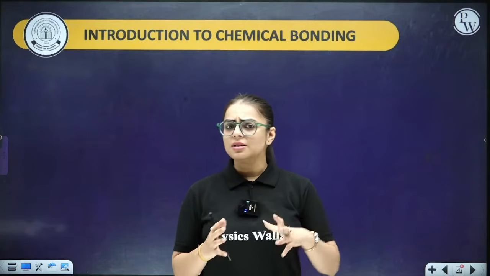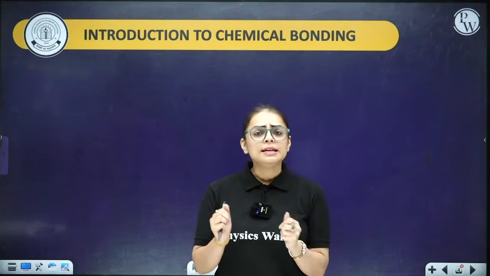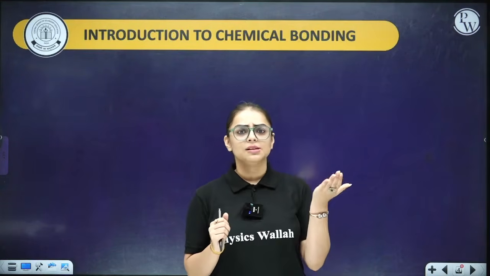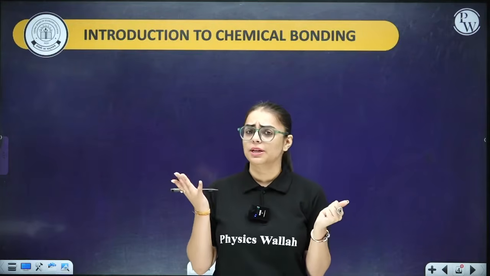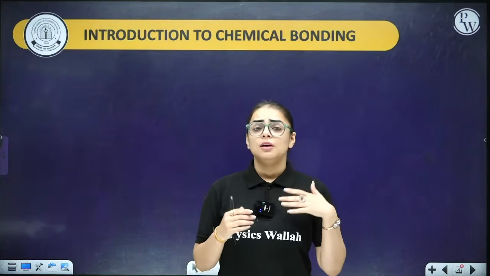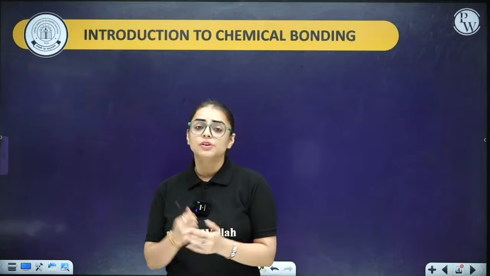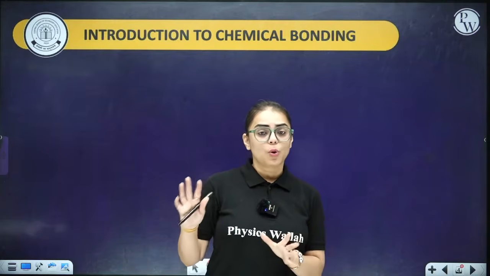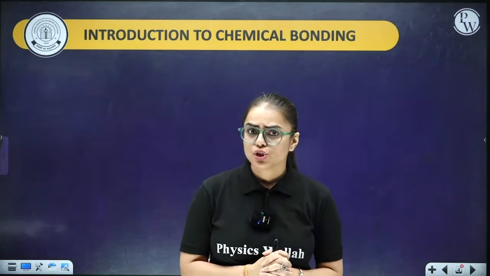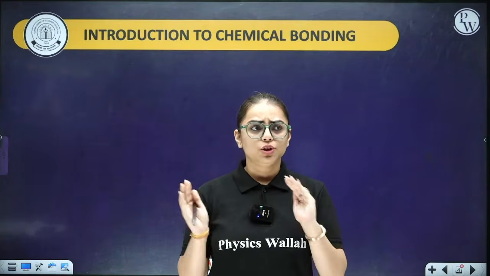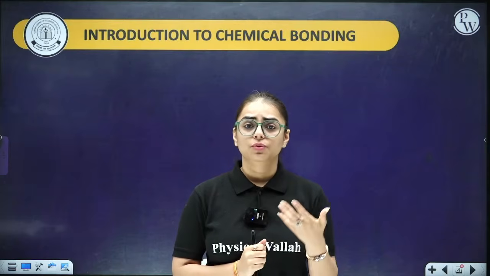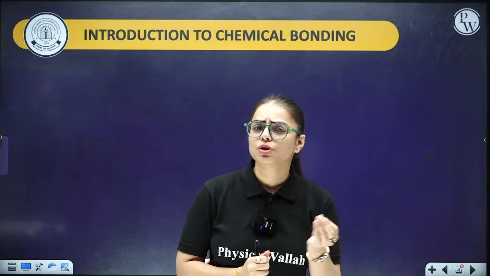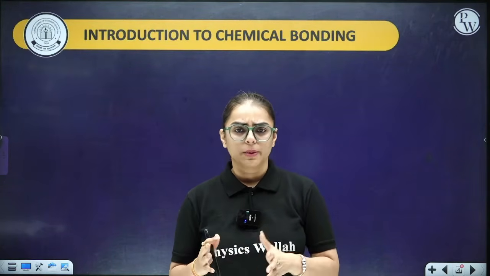So let us understand chemical bonding in detail. Now you very well know what is chemical. Chemical is something related with chemical reactions. Bond is something where there is attraction, there is sharing, there is transferring of electrons. So these are the kinds of bonds that we are going to observe. If we talk in general, we are going to understand the types of bonds one by one.